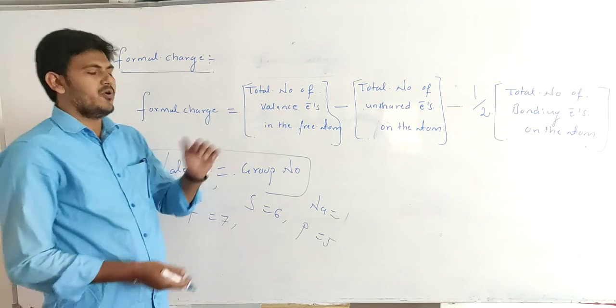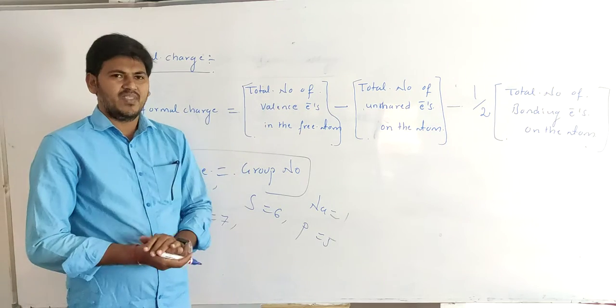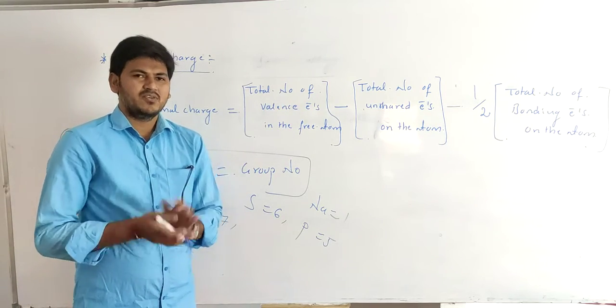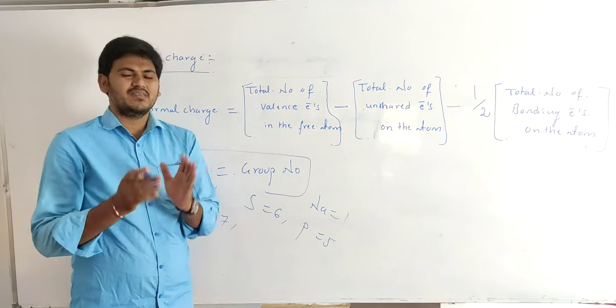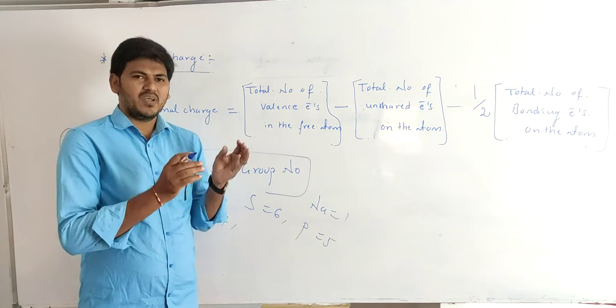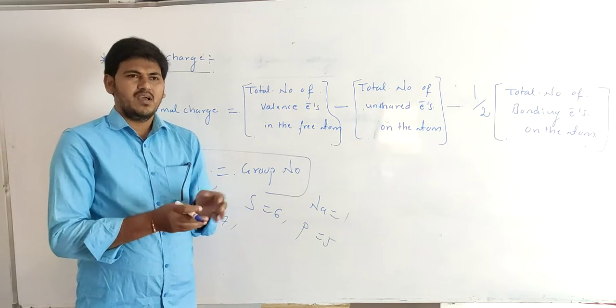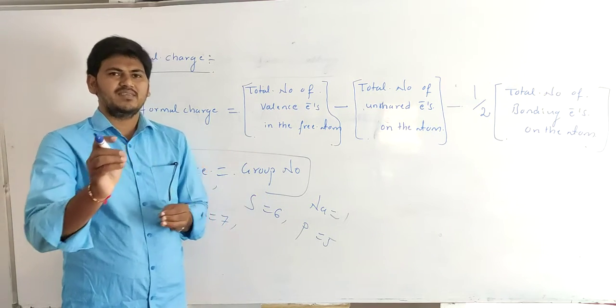First, the total number of valency electrons in the free atom. For example, if the atom is nitrogen, valence electrons are 5 because nitrogen is a fifth A group element. If the atom is phosphorus, valence electrons are 5. Oxygen is a sixth A group element, so valence electrons are 6.